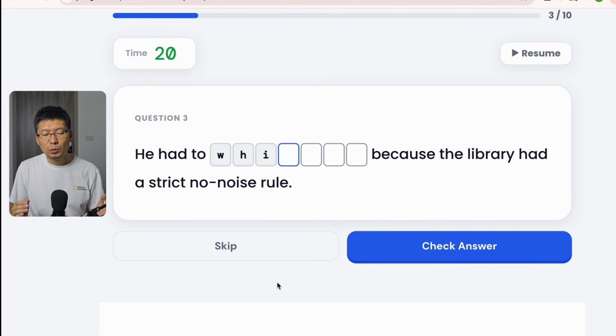We had to what? Because the library had a strict no noise rule. So no noise, it means we should not make noise, right? So we had to what? Is this a noun, verb, or adjective? Now you can have 3 seconds to think about it. Okay, the answer is whisper.